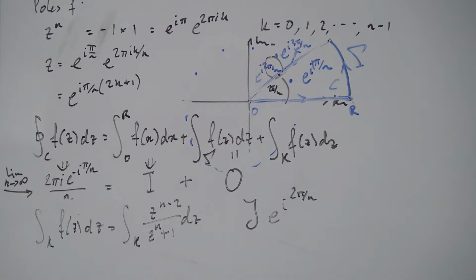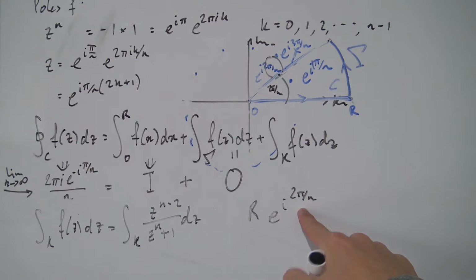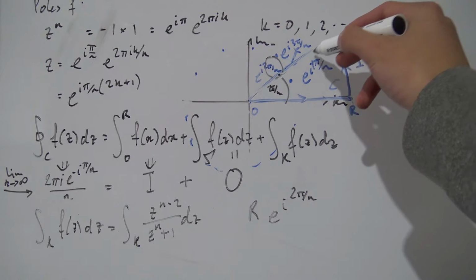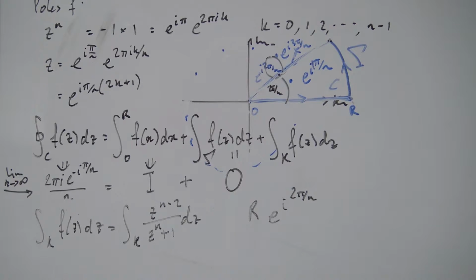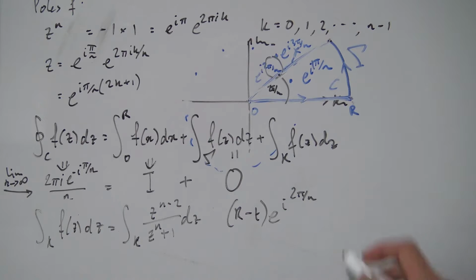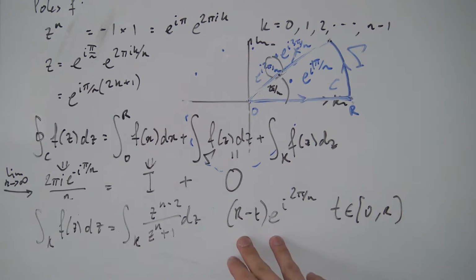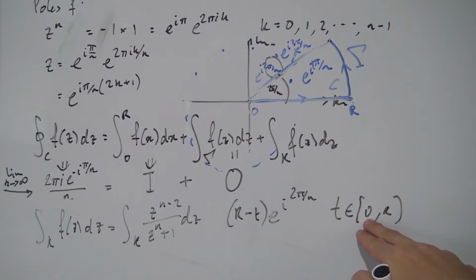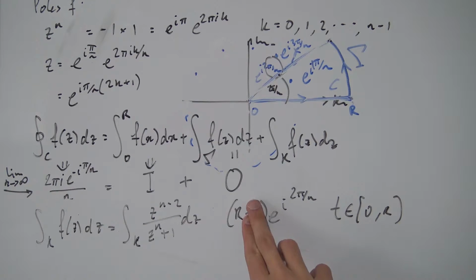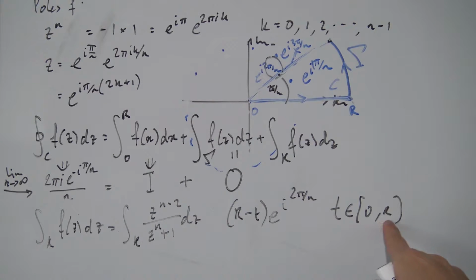So we know that we want to start at the point r e to the i 2 pi over n, which is all the way up here, and we want to walk down towards 0. So if we say r minus t, where our t goes from 0 to r, notice that this actually works, because if we start at t equals 0, then that's just going to be r times e to the i 2 pi over n, which is all the way up here. And then as we let our t go towards r, we're going to have r minus r, which is 0.